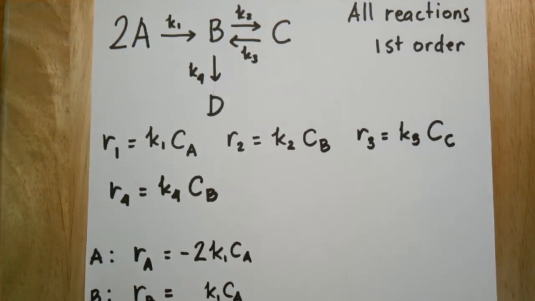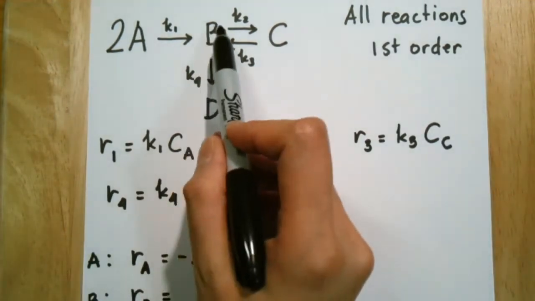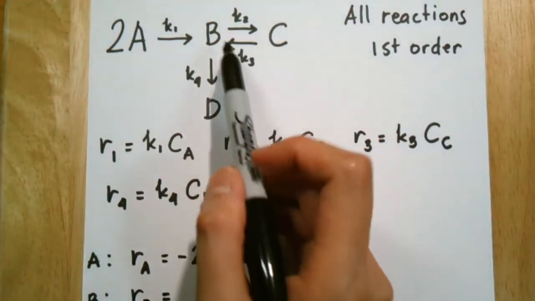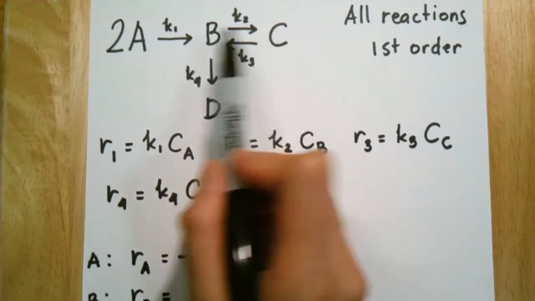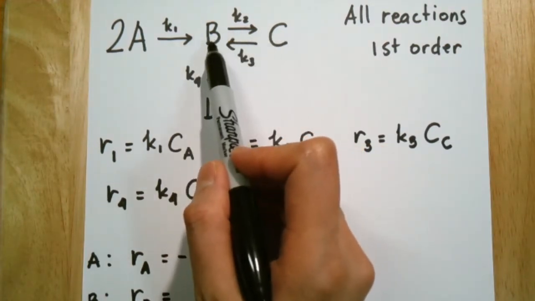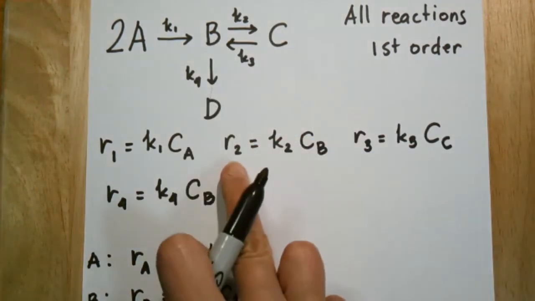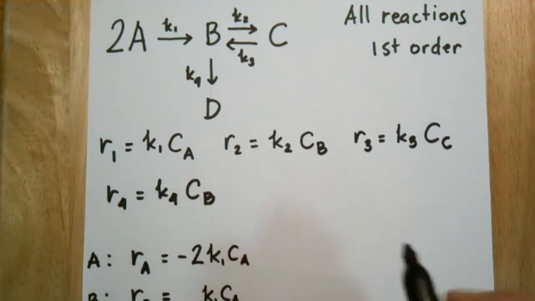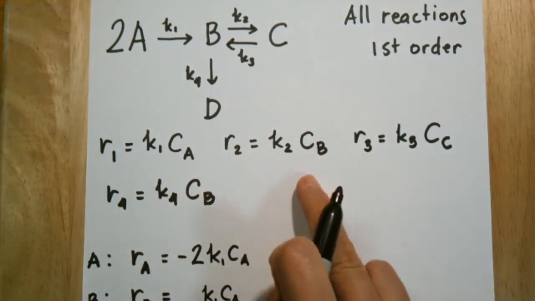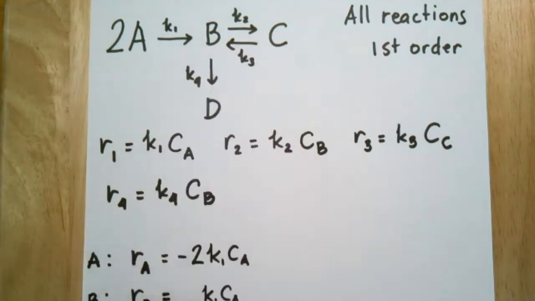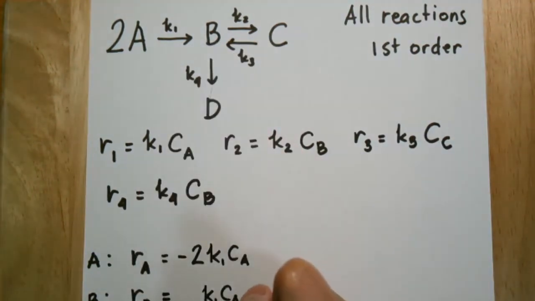What about the contribution from reaction 2? B goes to C. So every time reaction 2 takes place, 1B is consumed. The rate of reaction 2 is K2CB, and every time that takes place, 1B gets consumed. Therefore, the contribution from reaction 2 is negative K2CB.